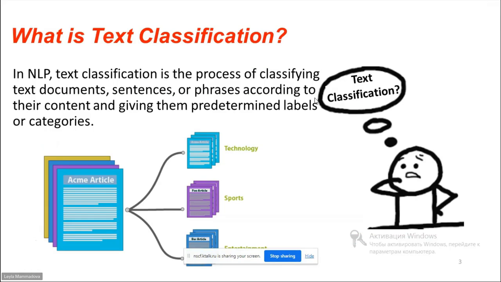Text classification is a machine learning technique and a fundamental area in natural language processing. It is the process of classifying text documents, sentences, or phrases according to their content and giving them predetermined labels or categories. The input is typically represented as a sequence of sentence embeddings to represent sentences as numerical vectors, which can then be used as input to deep learning models. This allows the model to better understand the context of the text and make more accurate predictions.